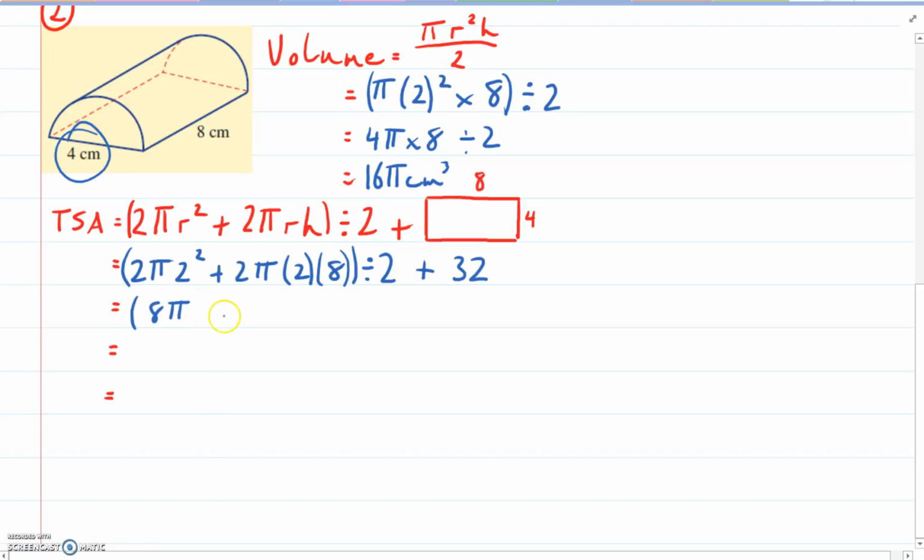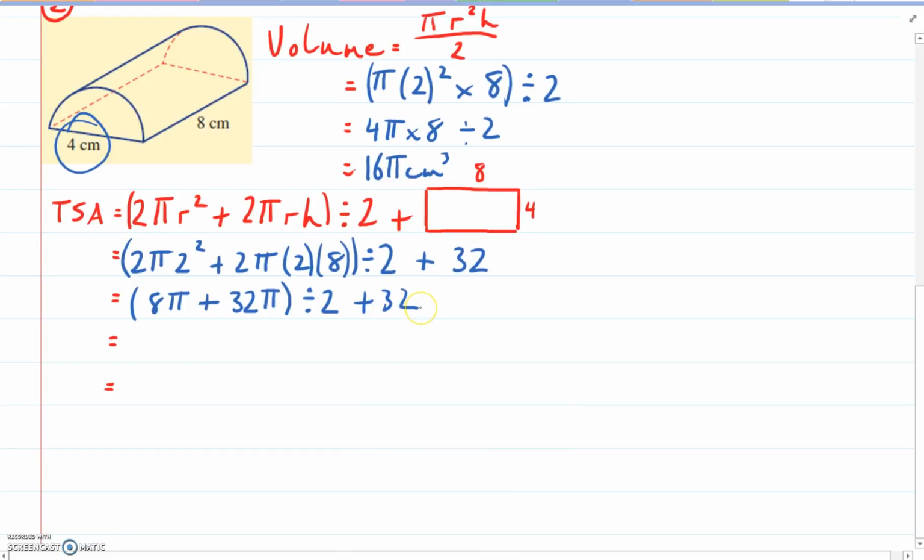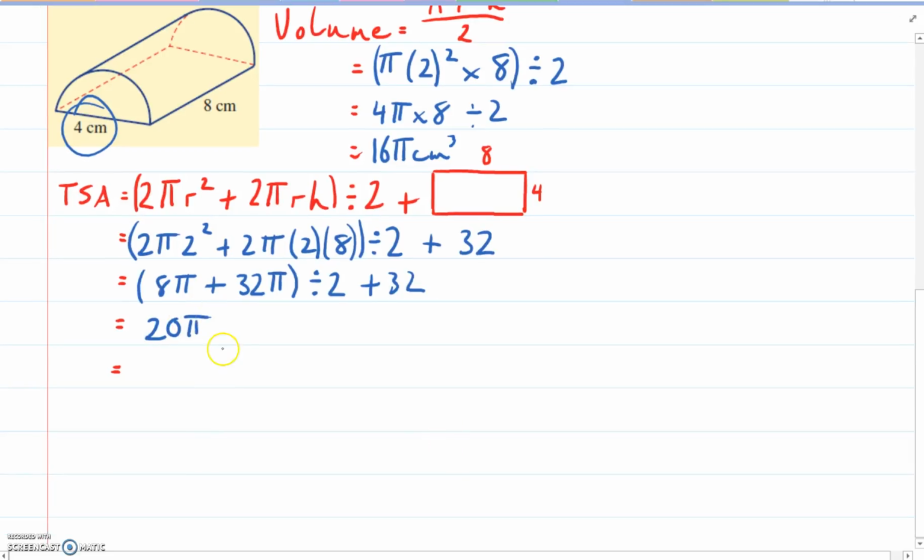So this is 8π plus 32π, divided by 2. And that is, so 40π divided by 2, it's just 20π plus 32. And again, as an exact surface area, that's perfectly acceptable. You can put that in your calculator and it'll give you a decimal answer, but we can leave it as exact as well.